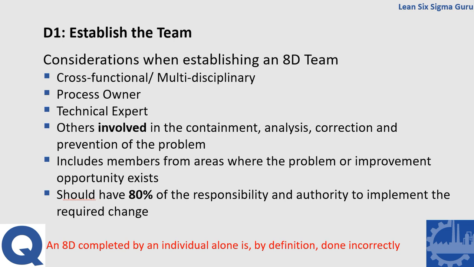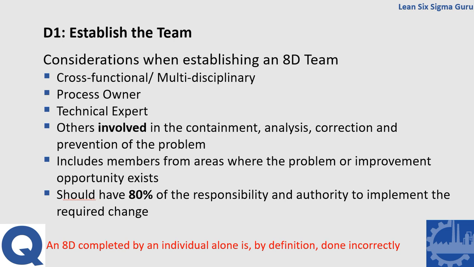Others involved in the containment, analysis, and corrective action of the problem need to be included as we try to anticipate what it might be. Members from the areas where the problem or improvement opportunity exists need to be on the team. And in general, this team should have 80% of the responsibility and authority to implement the required change. Now, we're looking in the crystal ball a little bit and guessing as to what the change might be when we put together these people.